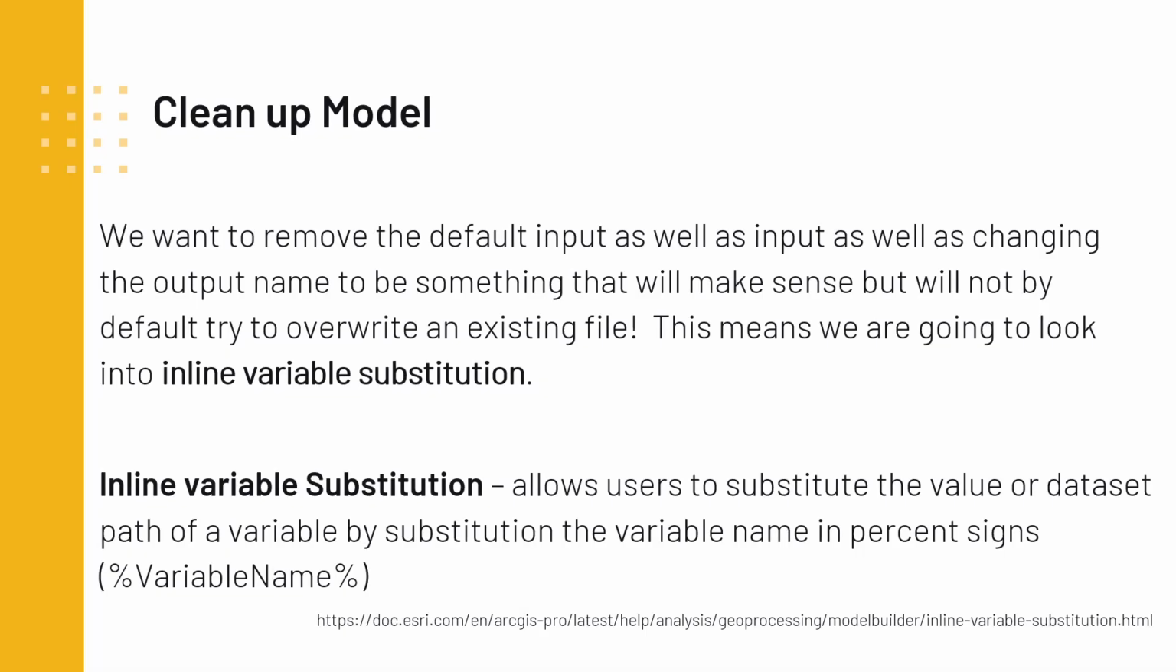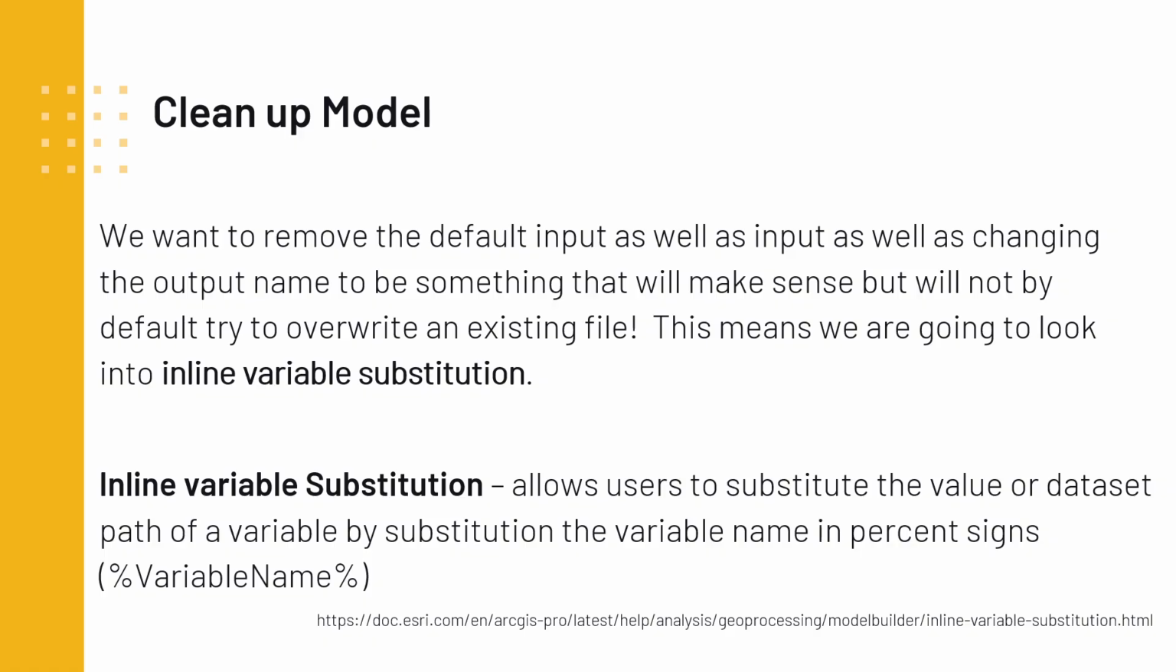We're going to clean up our model. What we want to do now is remove the default input file name, as well as change the output name to something that makes sense. Ultimately, we don't want the potential to be overwriting our file over and over again by having that same default name, which is related to our first TIFF file. Okay, so what does that mean?